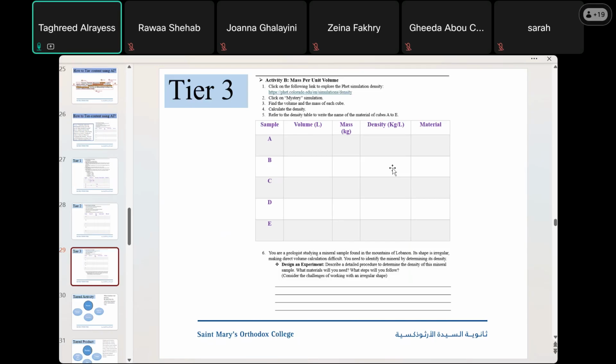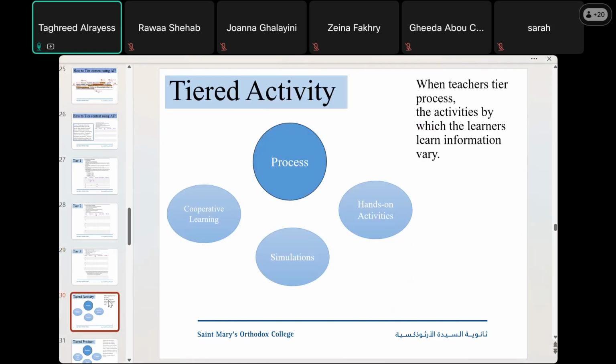Let me tell you that they needed very minimal interference from the teacher, and they really enjoyed it. Let me tell you also that this strategy that I'm sharing with you is not only limited to differentiating the content in our classroom. We can also use it to differentiate the activity that the students are doing, or the process, that can vary from cooperative learning to simulations and hands-on activities.